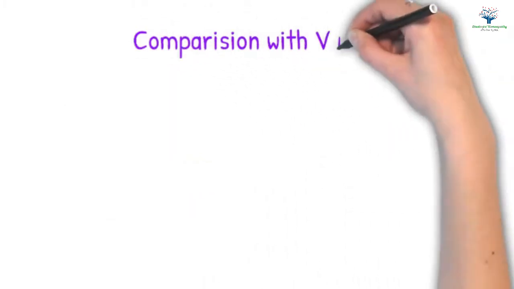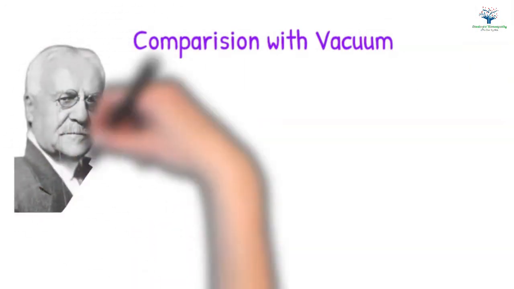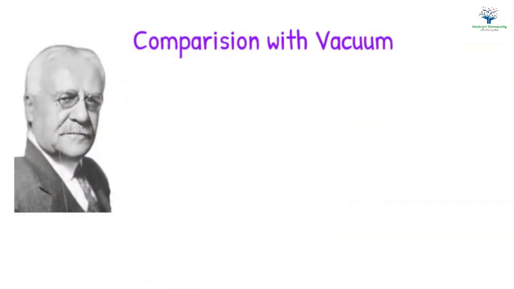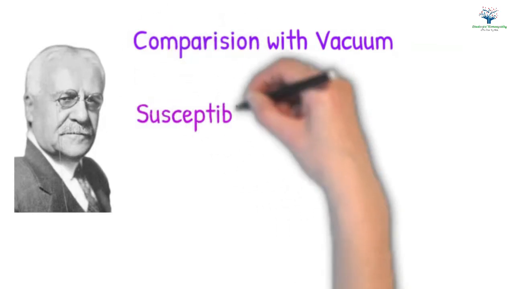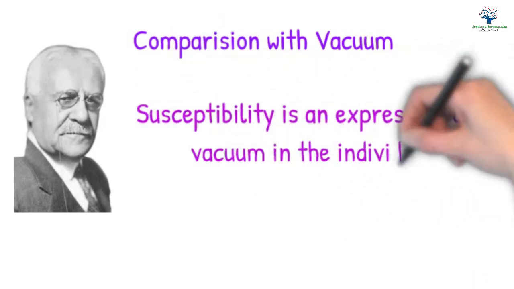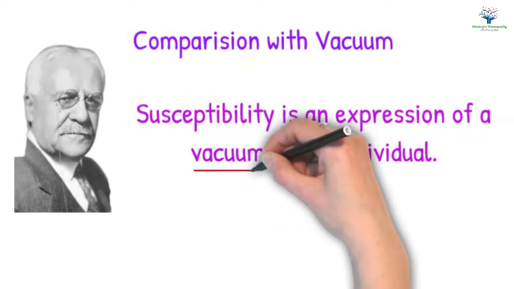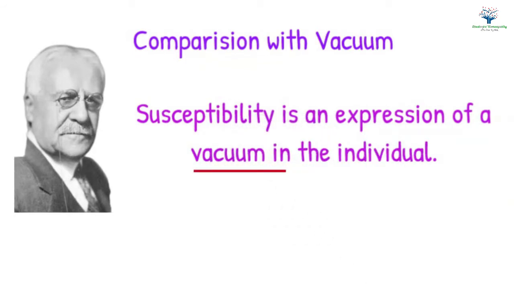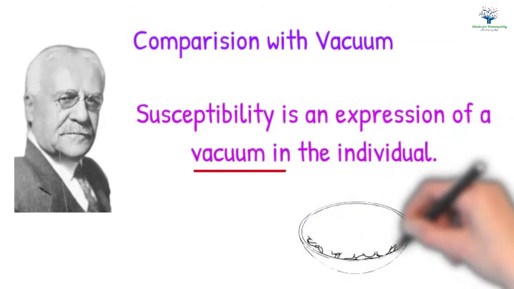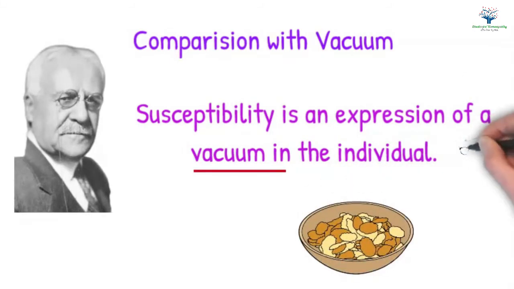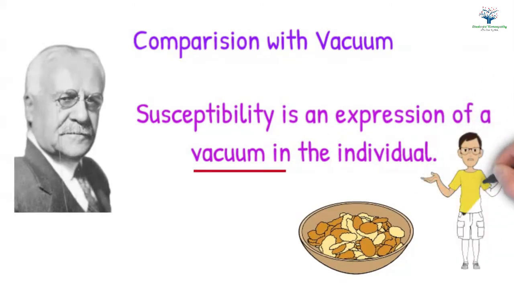So next comes susceptibility as vacuum. Further explaining susceptibility, he mentions that it is an expression of a vacuum in the individual. Here, vacuum means which can attract and pull the things. He illustrates this by comparing the desire for food. We feel hungry when our body needs food. So, susceptibility here attracts and pulls the things that are on the same plane of vibration as per the want in the body or which are most needed for the body.